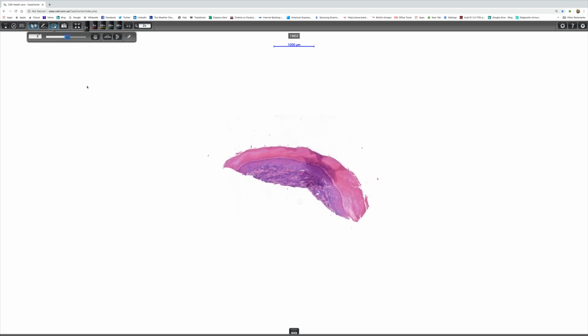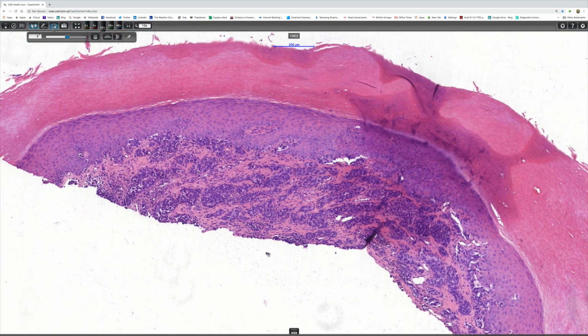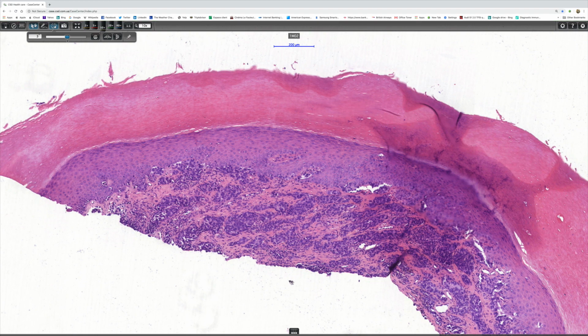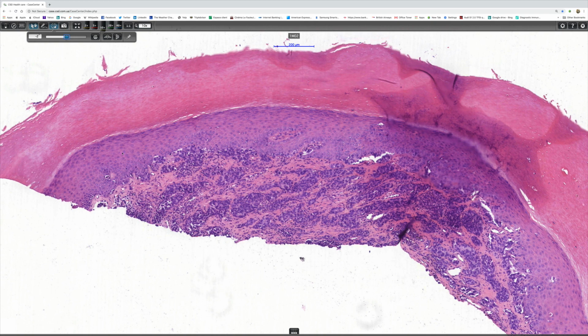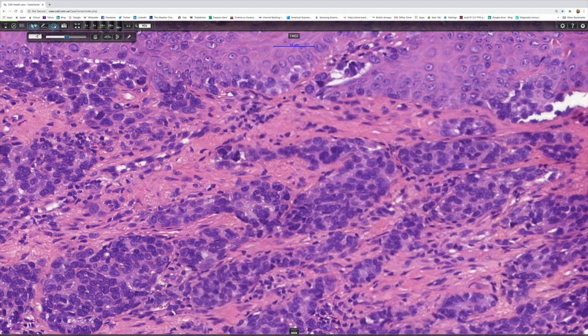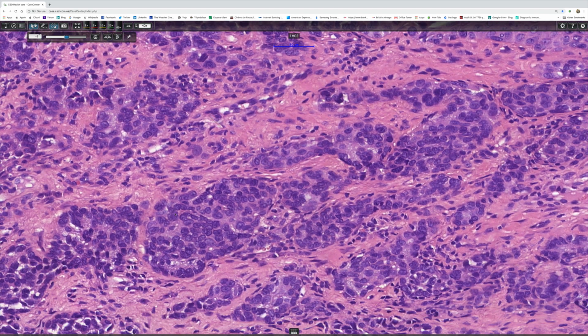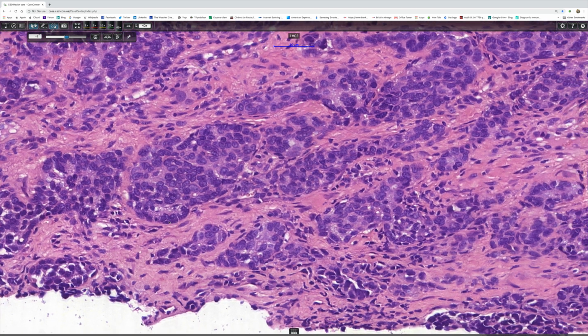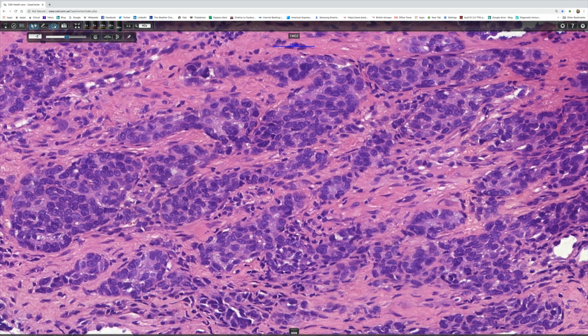It's probably from a much larger lesion, and I don't think it really matters too much whether we see mitoses or not. There's some more junctional activity, and if I look at high power, just in case, we'll have a quick squint around. I don't see any obvious mitoses.